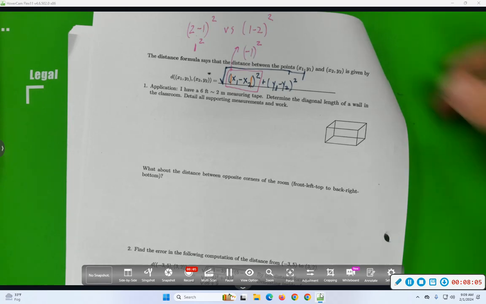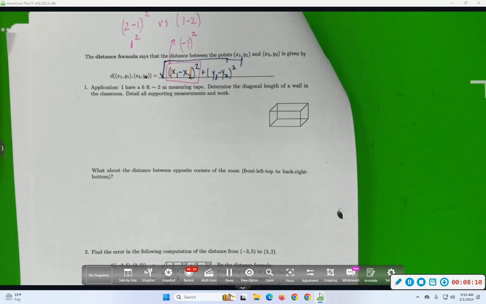Here is a game I would like to play. We have this distance formula. The distance formula says if you want to measure the distance between two points in the plane, then you can do that by measuring the difference between their horizontal and vertical components.